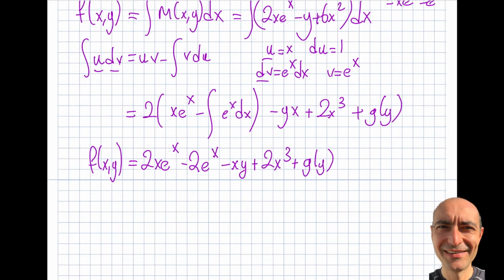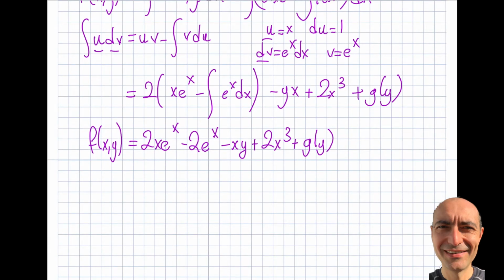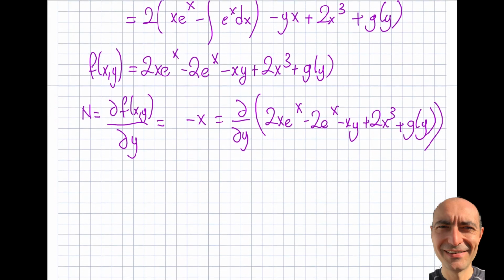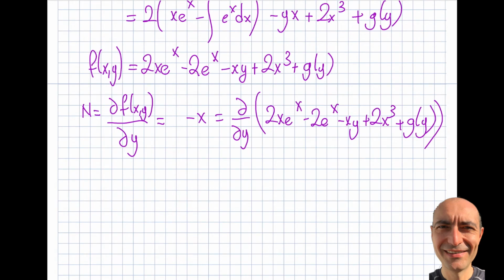Okay, so then let's write the second equation, which was N is equal to del f(x, y) del y, right? So let's do that. N is minus x will be equal to del y of that: 2x e to the x minus 2 e to the x minus xy plus 2x cubed plus g of y. One more parentheses. Okay, I'll do the left hand side. I'll ask you viewers to do the right hand side. How about that? Is that fair? I don't know. I just did the left hand side.